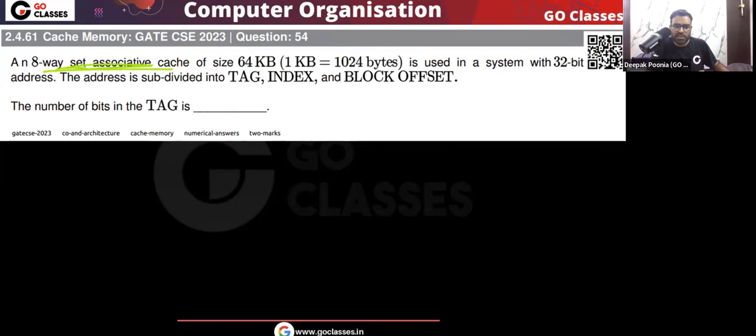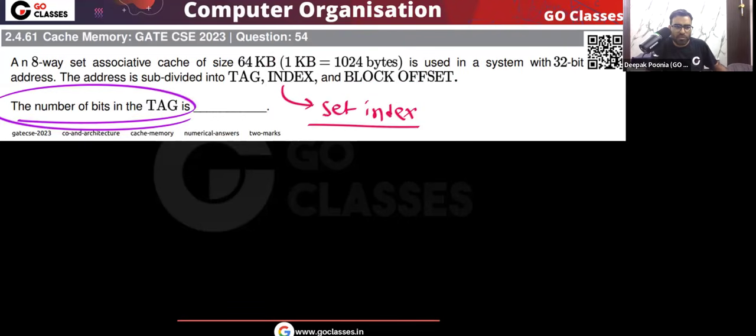We already know in a set associative cache, the memory address, the physical address, we can divide into three parts: tag, index, and block offset. This index means set index. Okay, if you know the number of sets, then you can easily find the number of index bits needed. And this block offset you can find from the block size.